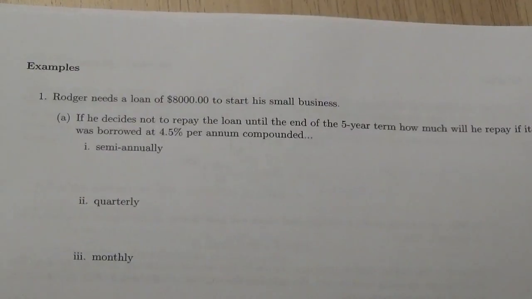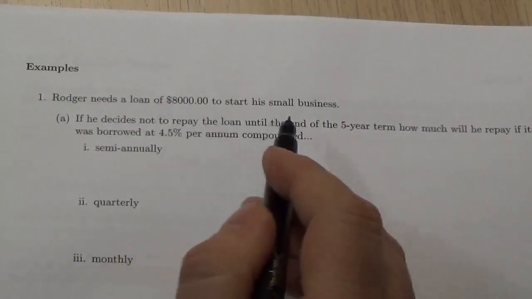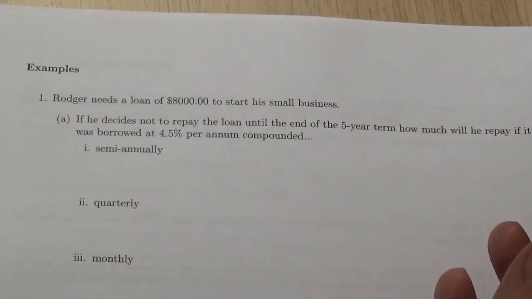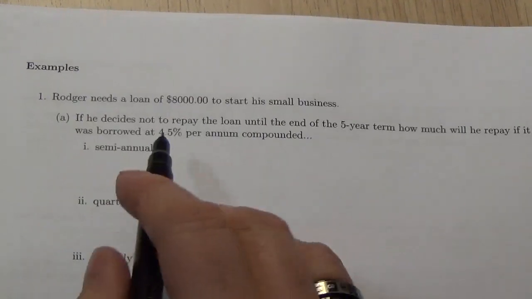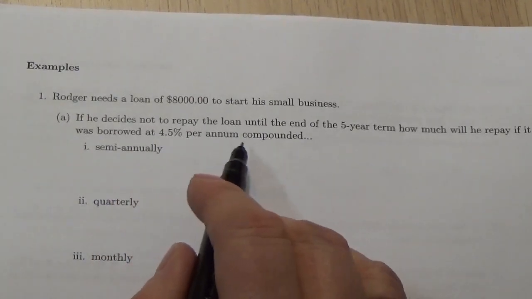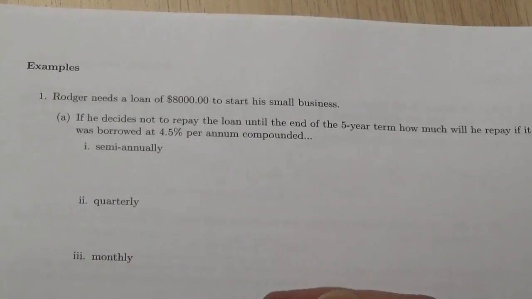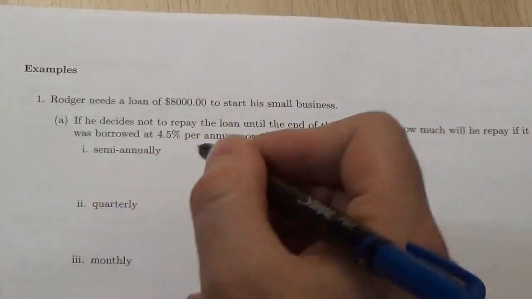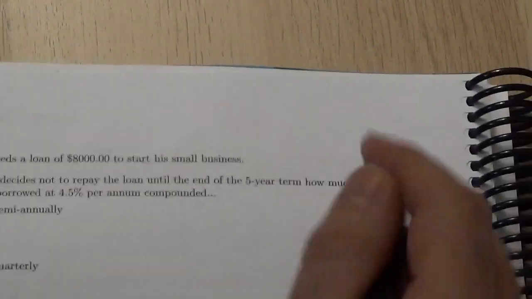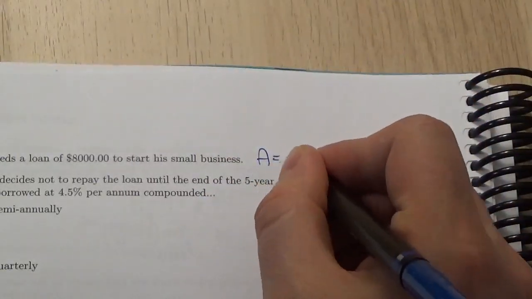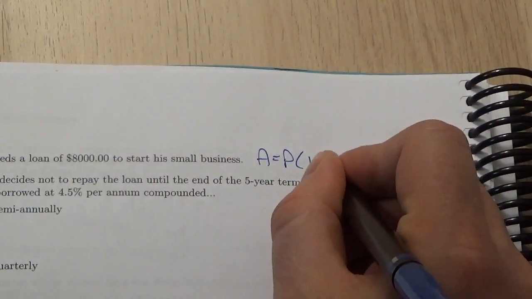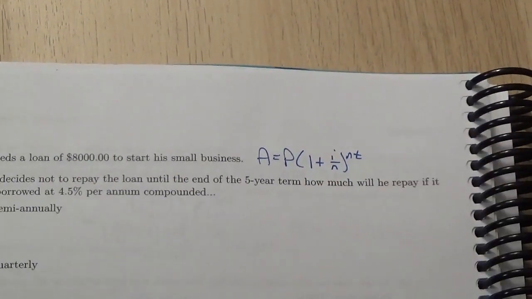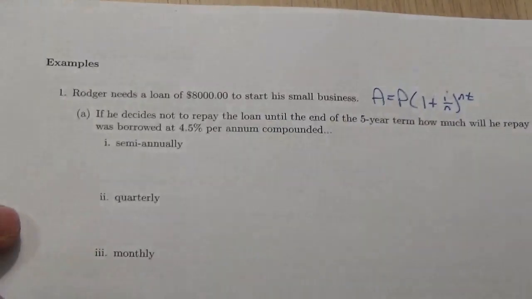Our first example here says Roger needs a loan of $8,000 to start a small business. If he decides not to repay the loan until the end of the 5-year term, how much will he repay if it was borrowed at 4.5% per annum, compounded, and this is what's going to change here. So let's set up the equation. We know that A is equal to the principal times 1 plus i over n, raised to the power of nt. So that's what we're shooting for here.